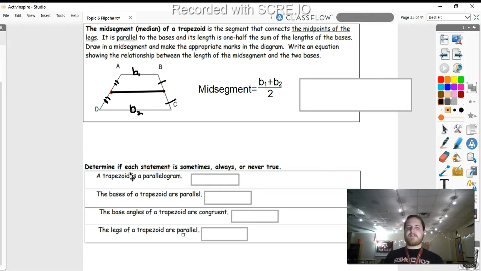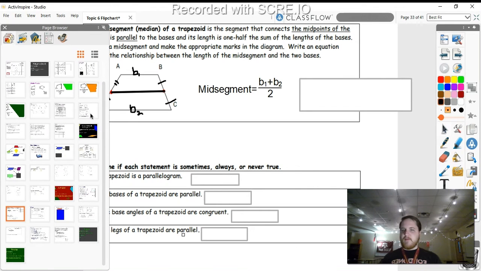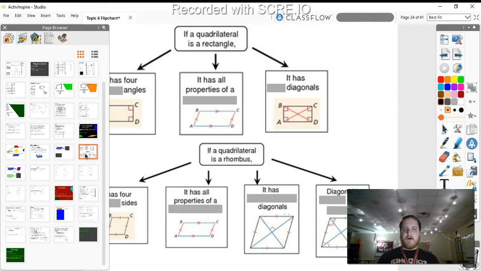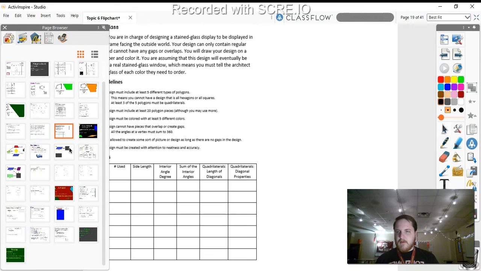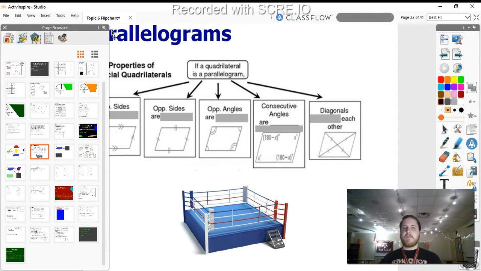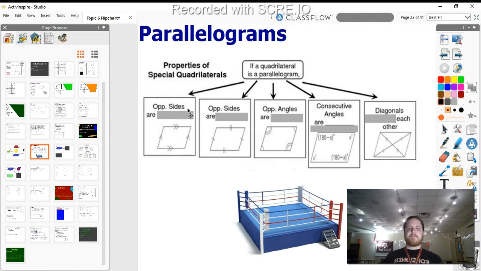This next section right here is asking to figure out if each statement is sometimes true, always true, or never true. This first statement is: a trapezoid is a parallelogram. Well, I want to draw your attention back to some of the properties of parallelograms further back in your notes packet. I know it's on here. So here we go, this page right here.